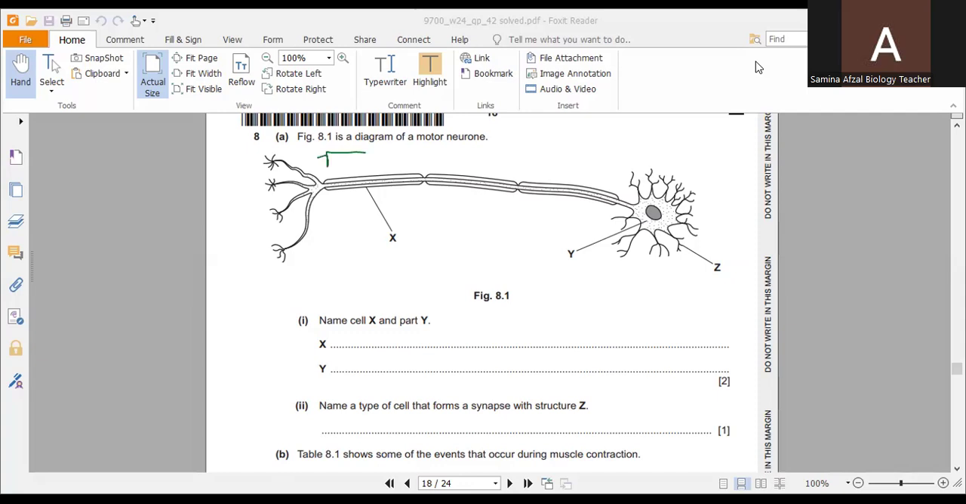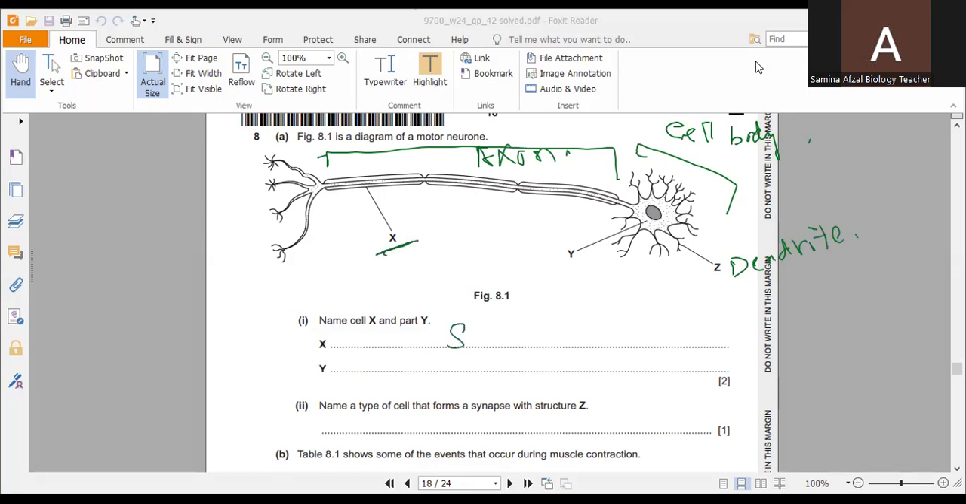So this part is called the axon, and this part is called the cell body, which has a nucleus inside and cytoplasm is also there. These small branches arise from the cell body. They are called dendrons, and dendrons are further divided into dendrites. So D is dendrite. The axon has cells which are called Schwann cells. And Y is the cell body.